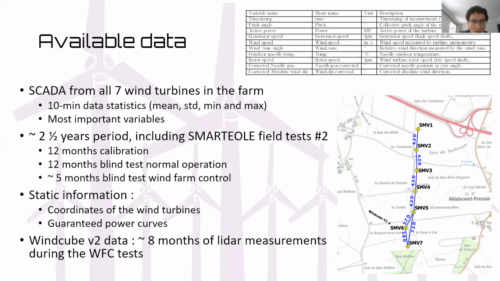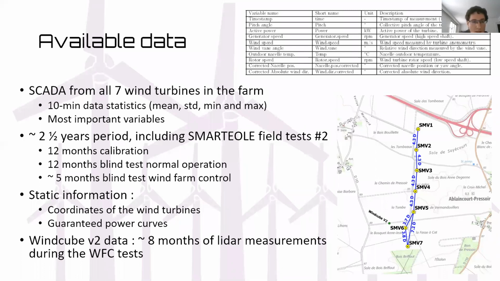And this total data set will be split in 3 periods. 12 months will be used for the calibration, 12 months will be used for a blind test under normal operation, and then the 5 remaining months will be used for the wind farm control cases that we ran during the SmartEol field test number 2.